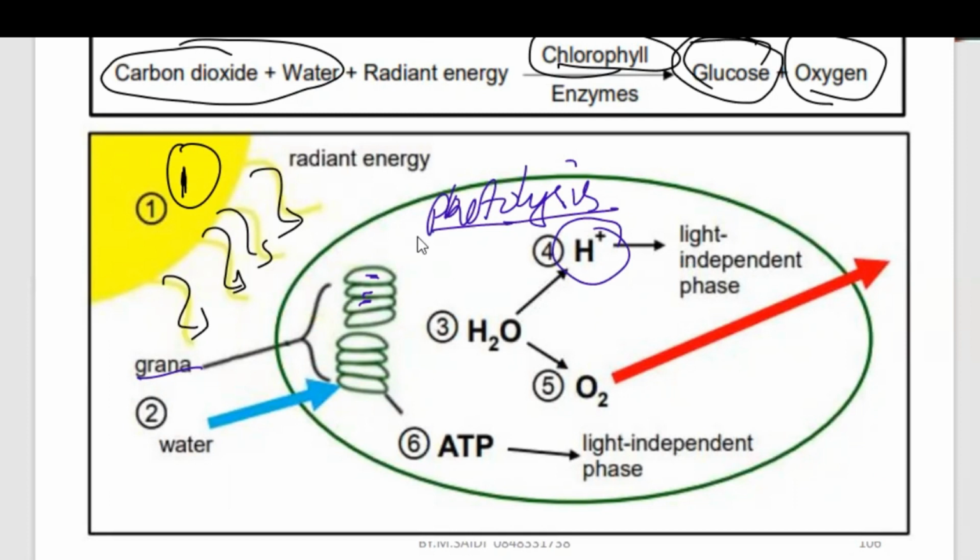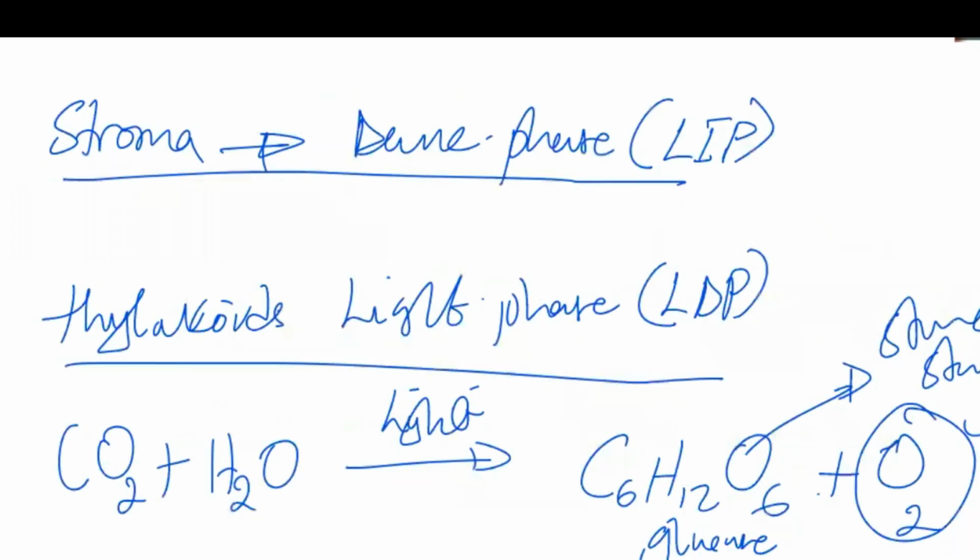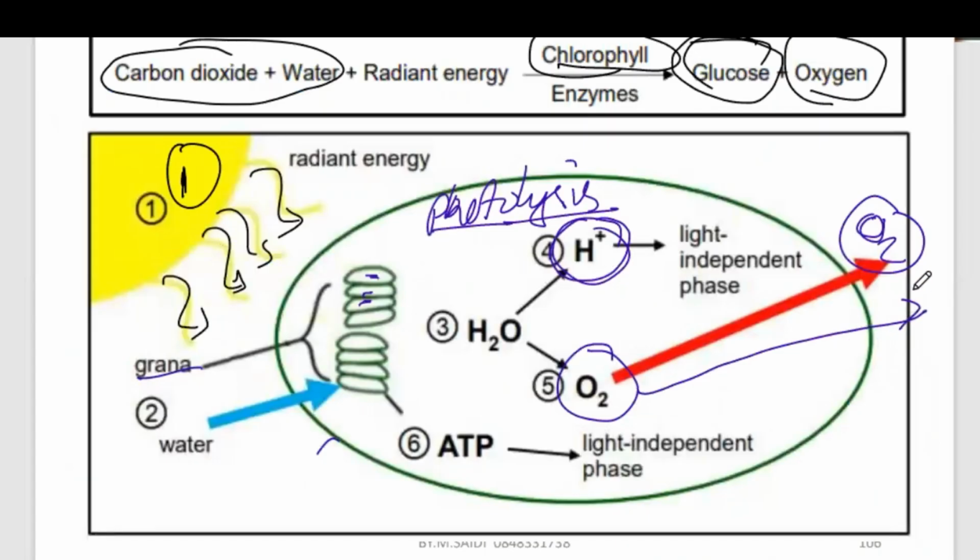The water is going to break down into hydrogen ions plus oxygen. Because we don't need the oxygen, it will move out of the leaf. Hence the first product of photosynthesis is oxygen. So oxygen is released when the process of photosynthesis is just at the beginning. Hence, it is not yet a major product.